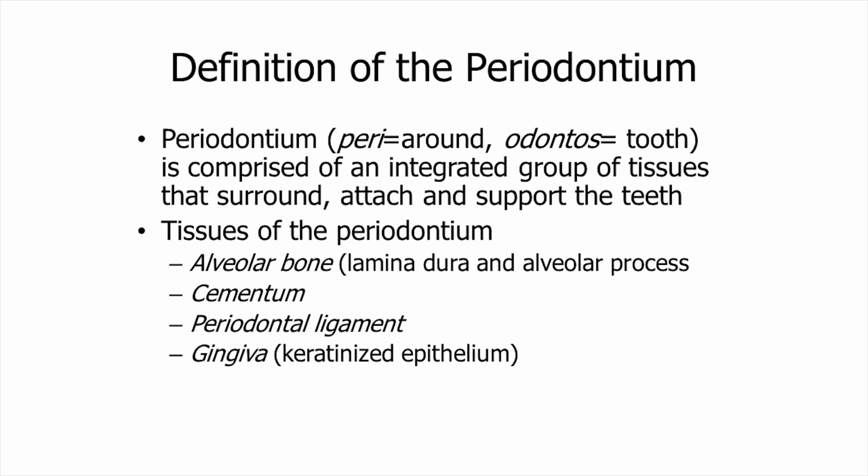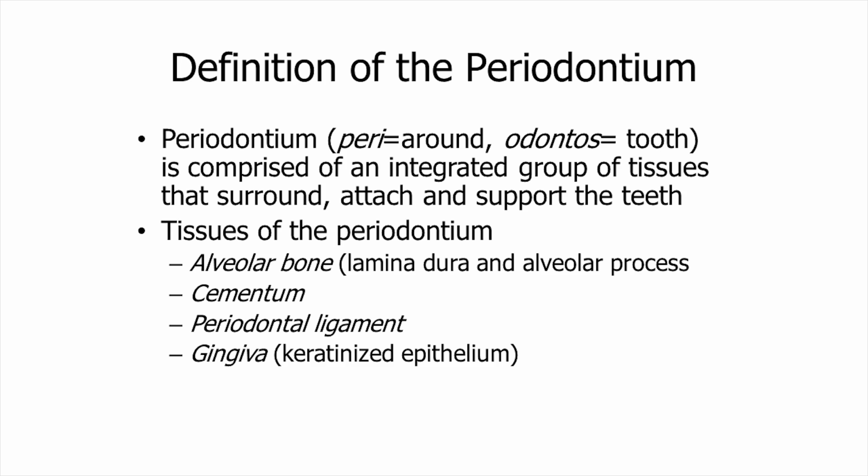So to start with, let's just review the definition of the periodontium. It's basically the tissues that surround and support the teeth. There are three basic components of the periodontium: the alveolar bone, which is the jawbone that specifically supports the teeth, is not the entire jawbone.